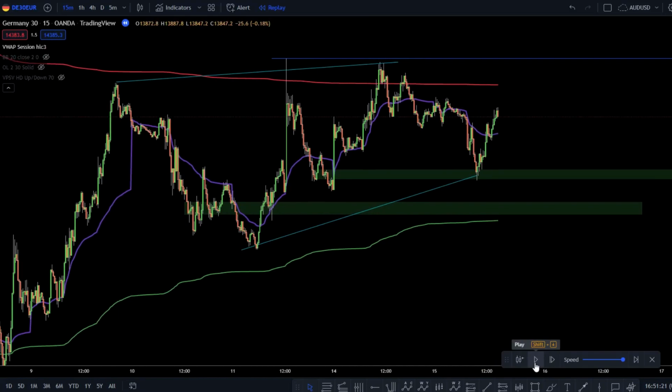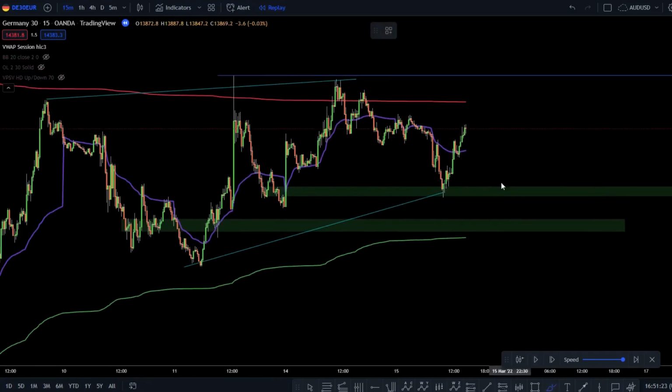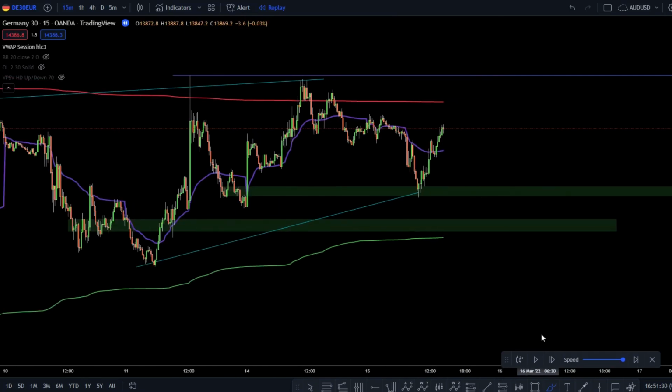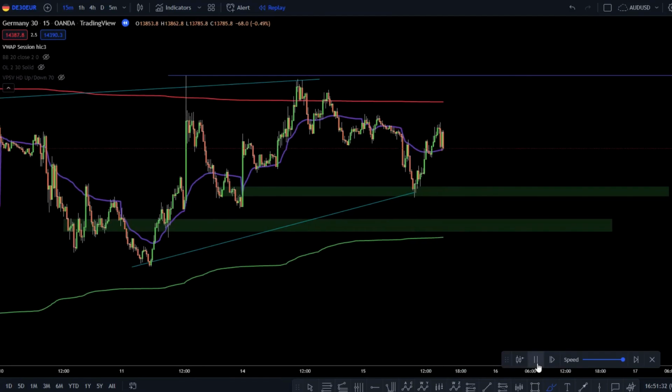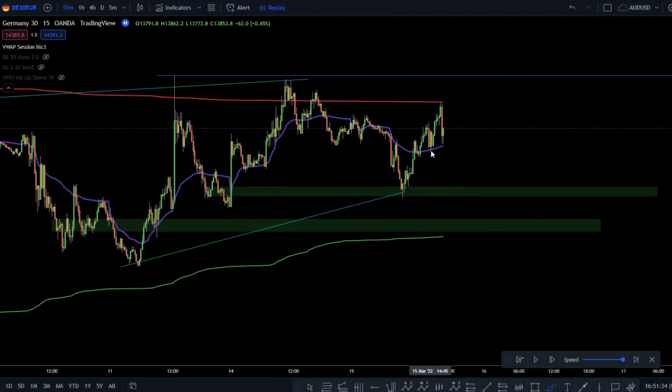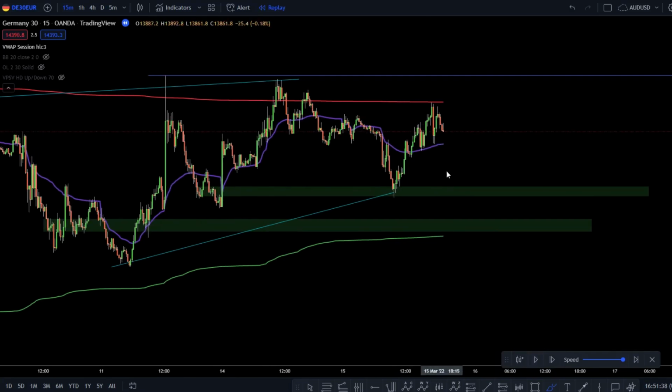Play it out. Look at how it stayed at VWAP and bounced off VWAP. Bullish. This is indicating bullish. Cool. Moving up. Came down to VWAP again. Bounced up. Came down to VWAP. Bounced. And look at this. Notice the structure as well right now. Making higher highs and higher lows.